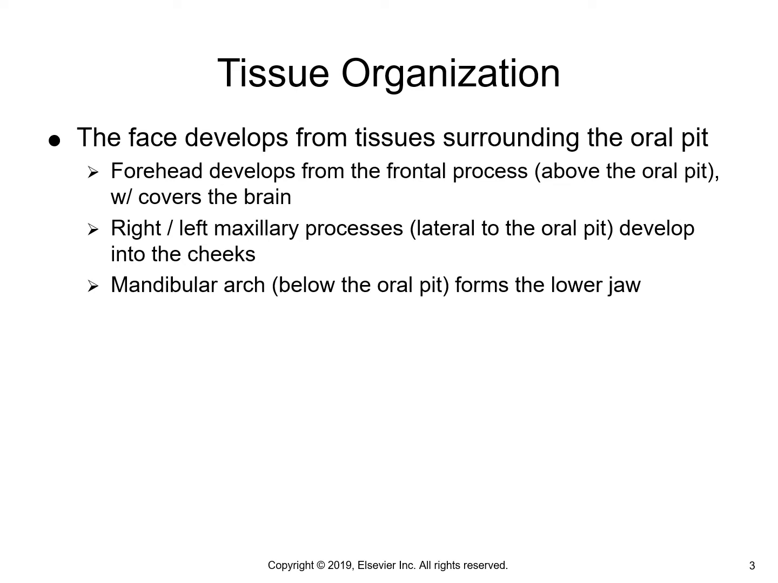First, we'll talk about tissue organization. The face develops from tissues that surround the oral pit. The forehead will develop from the frontal process, which is above the oral pit and covers the brain, and then the right and left maxillary processes, which are lateral to the oral pit, will develop into cheeks, and the mandibular arch below the oral pit will form the lower jaw.